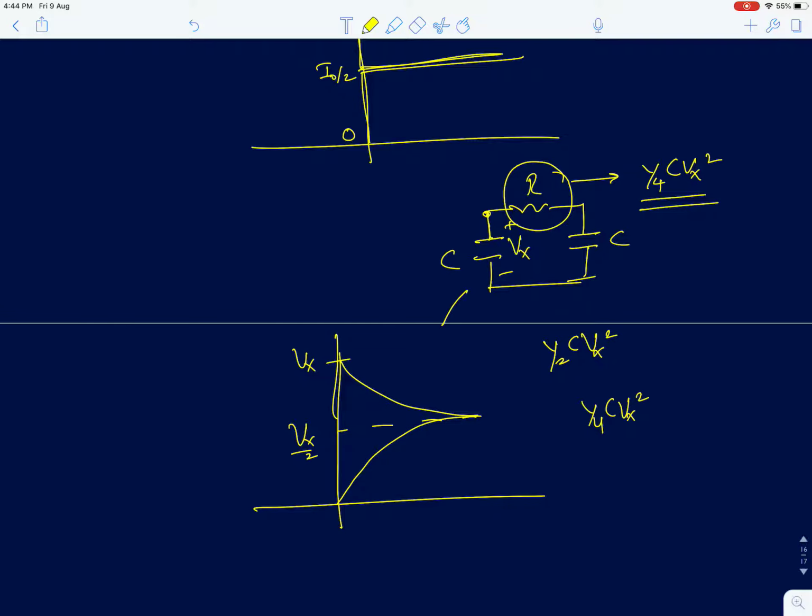So in this circuit we found the steady state value using charge conservation, and we also showed that the remaining energy was dissipated as heat across this resistor, given by 1 by 4 CVx square. So even when we assume R is 0, there will be a sudden change in the voltage across both the capacitors. The second capacitor will go from 0 to Vx by 2, and the first capacitor came from Vx to Vx by 2. Sudden change, and there was an impulse of current in the circuit.